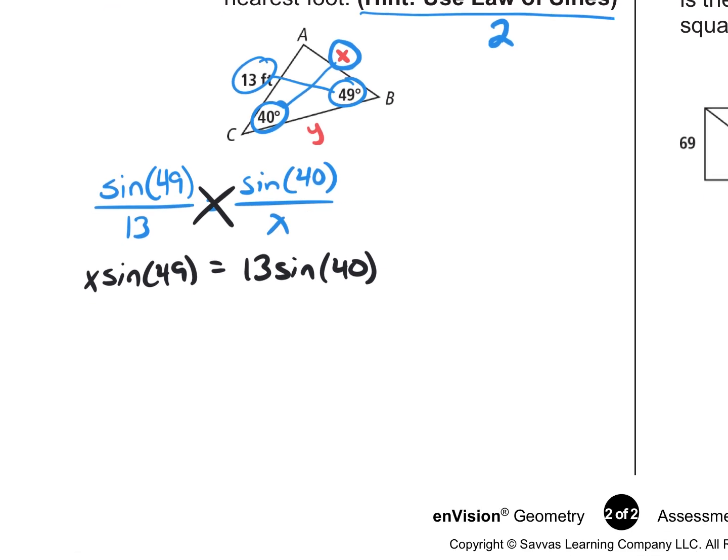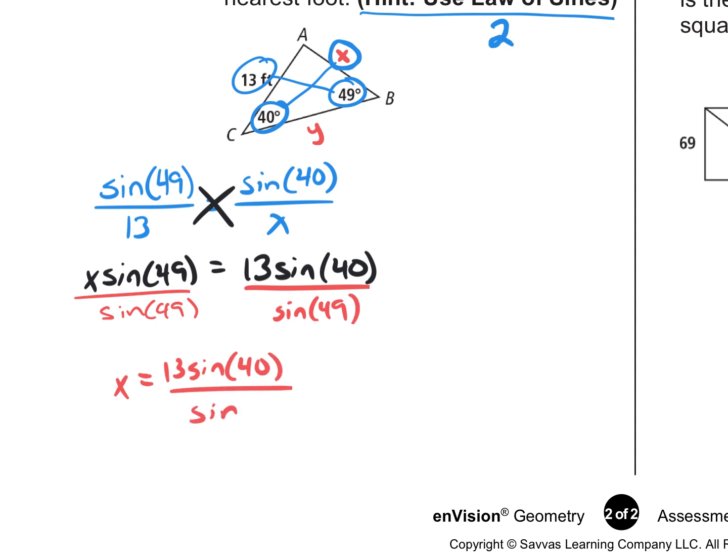Right, and the last step to get x by itself is what? Divide that by sine of 49. So in your calculator, you are going to type in 13 sine of 40 over sine of 49. When you type that in, you should get x equals 11.1.